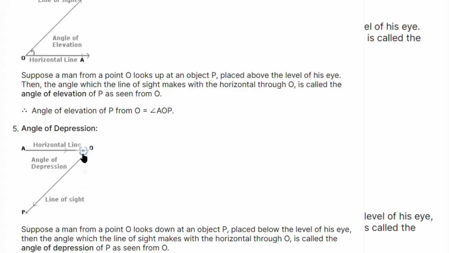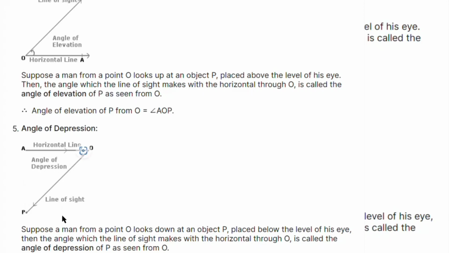So this is a horizontal line, and O is the level of the eye, and this is an object, and this is a line of sight. So he looks down, so it makes an angle of depression here. This is also an angle, so it makes the angle of depression here.